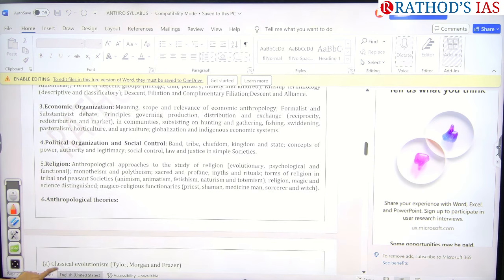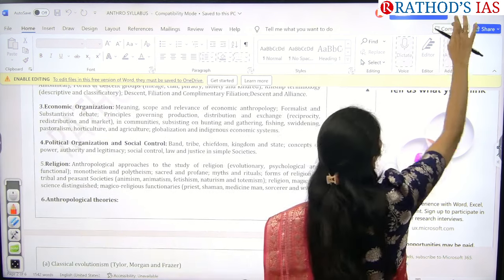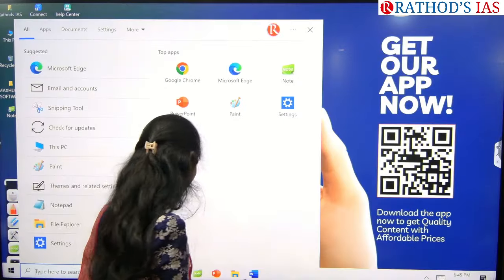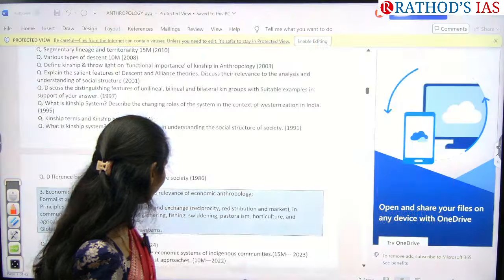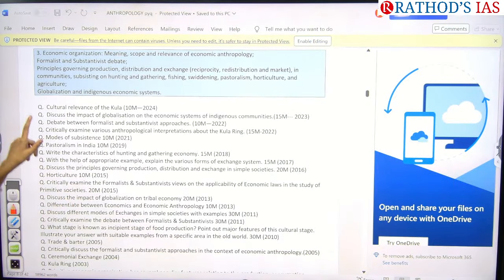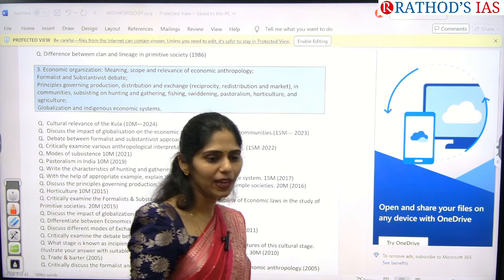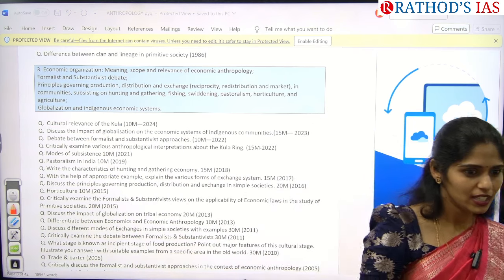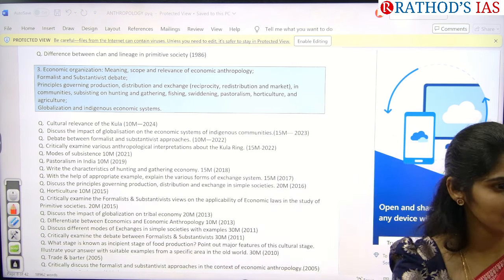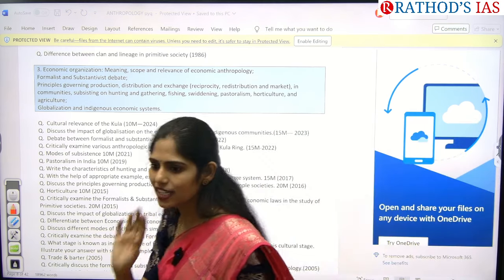Okay, so let us see the PYQs on this topic. Wait time. Okay, see this third chapter, it is about economic organization. Here there is one example of a case study. It is about the Kula ring. Kula ring is about reciprocity. I said the concept of reciprocity, right? That means give and exchange. So in that give and exchange, we have a case study called the Kula ring.